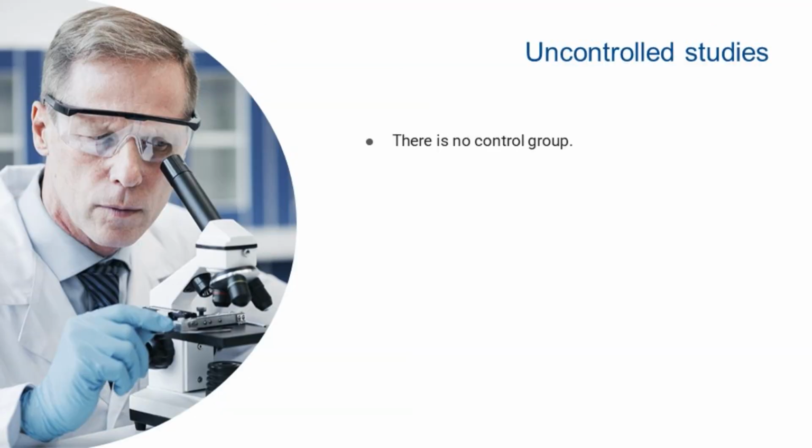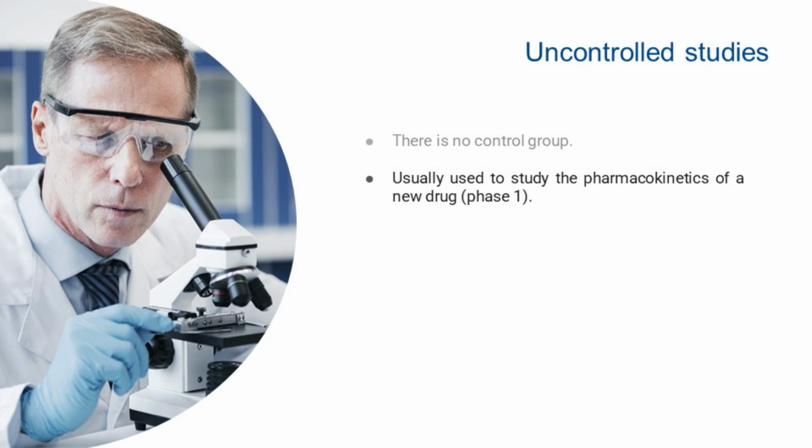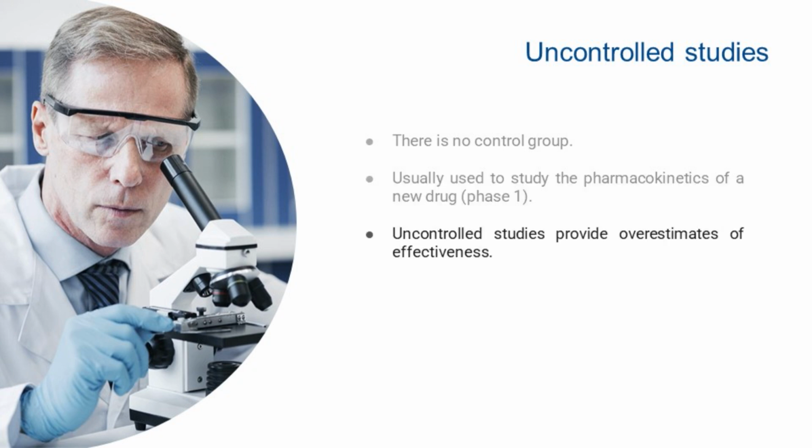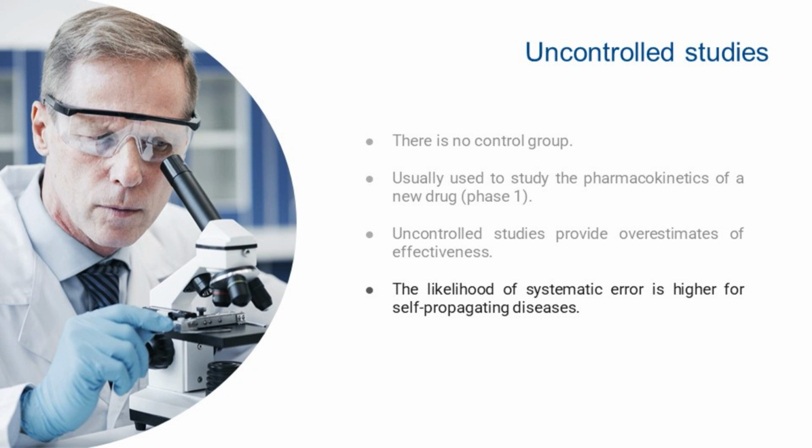Uncontrolled studies. Uncontrolled trials lack a control group, meaning all participants receive the intervention. This design is commonly used in phase 1 trials to assess the pharmacokinetic properties of a new drug. However, uncontrolled trials tend to overestimate the effectiveness of an intervention compared to controlled trials, leading to inflated expectations. Due to the higher risk of systematic error, their results are generally considered less reliable than randomized controlled trials.